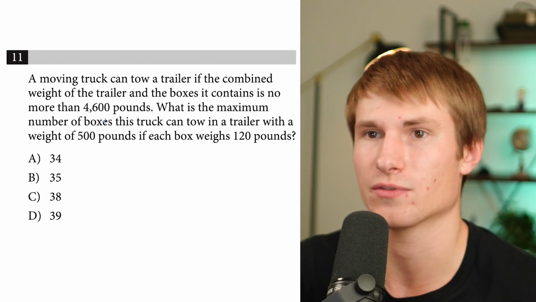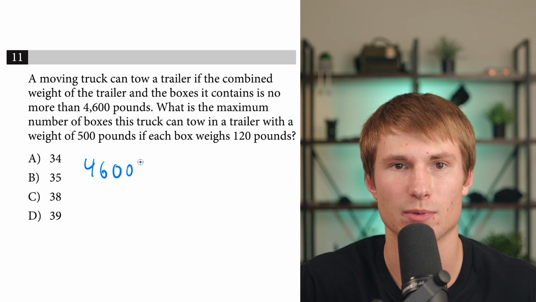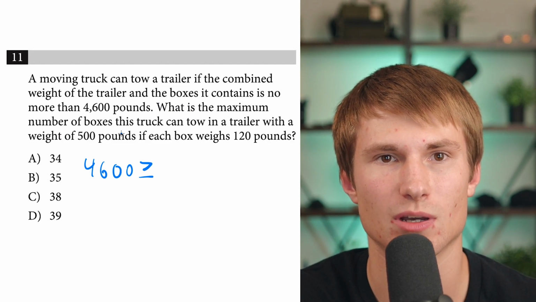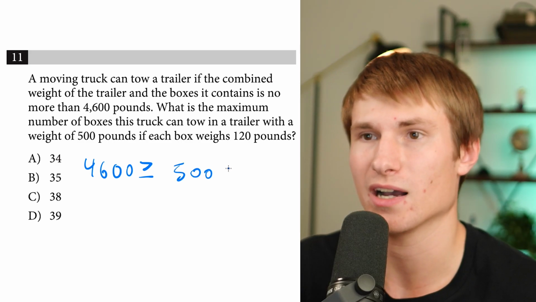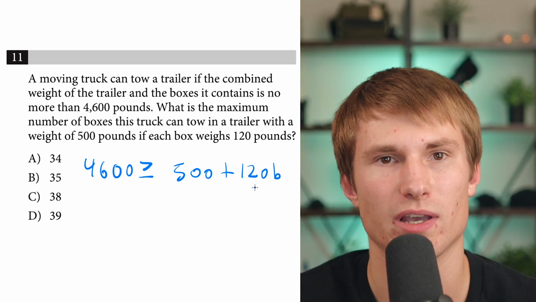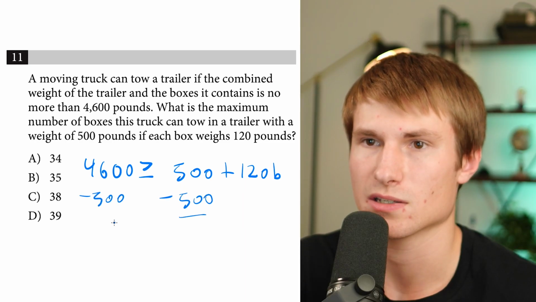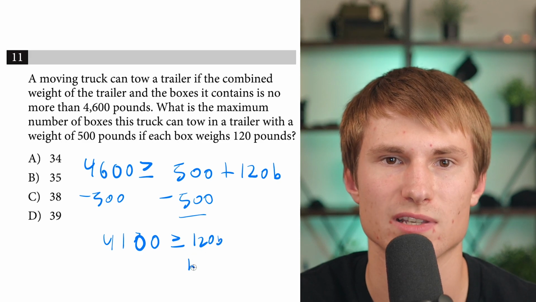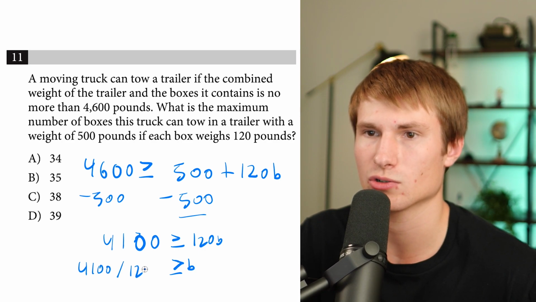A moving truck can tow a trailer if the combined weight of the trailer and boxes is no more than 4,600 pounds. Well, that means that 4,600 pounds must be greater than or equal to the combined weight of the trailer and the boxes. Now, what is the maximum number of boxes this truck can tow in a trailer with a weight of 500 pounds if each box weighs 120 pounds? So we'll use B for the number of boxes. Now we have to keep in mind here that we just got to solve for B. So we'll just subtract 500 from both sides. That's going to end up leaving us with 4,100 must be greater than or equal to 120B. We'll divide both sides by 120. 4,100 divided by 120, we can put that in our calculator.